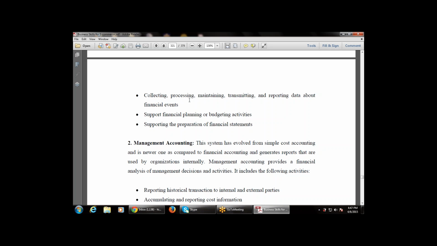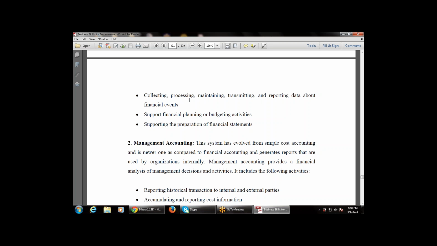The second point says financial accounting supports financial planning or budgeting activities. Whatever the financial planning, that is, planning for financial terms or financial budgets, the budgeting activity is also supported by financial accounting. Next, financial accounting also supports the preparation of financial statements. As I told you, at the end of the financial year a financial statement is prepared, for example the balance sheet, the profit and loss account, the trading account. These are the financial statements prepared under the financial accounting system.